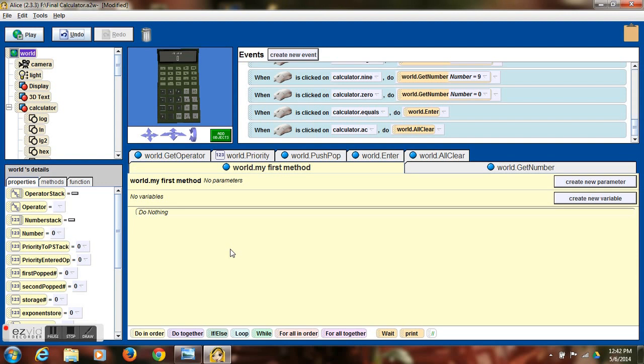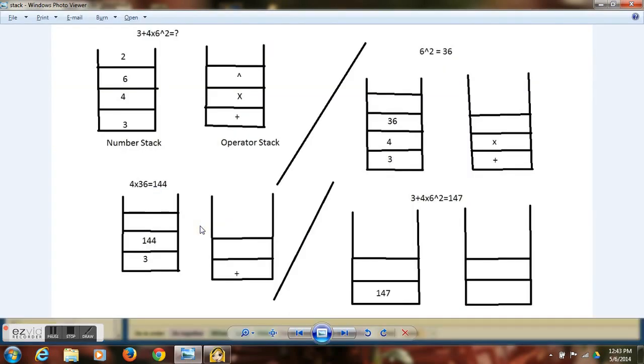Now, one of the things that we encountered while we were making the expression evaluator was that we had to use a lot of variables in order to get it to do the expressions in the way that we wanted. But through some research, we found a different method that used stacks. Now, what a stack is essentially is a sort of list where you can set up variables and numbers. Like, for example, here we have two stacks, a number stack and an operator stack.